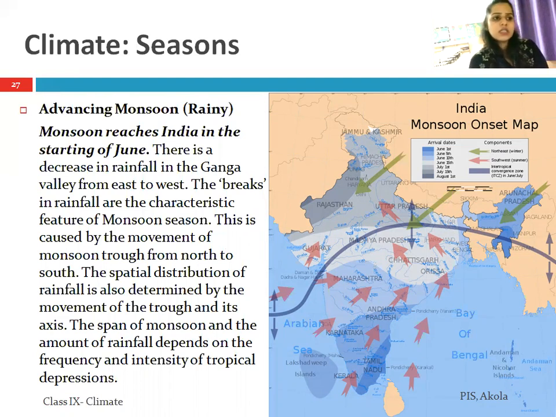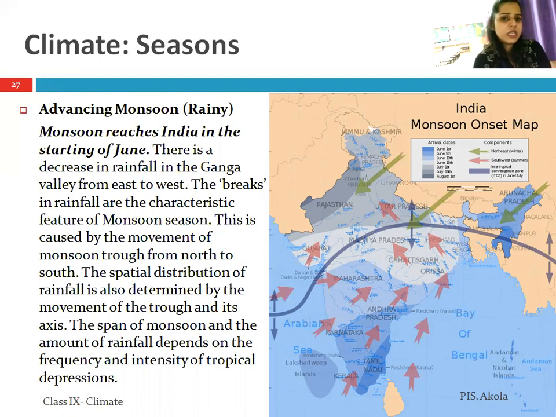There's a decrease in rainfall in the Ganga Valley from east to west. The breaks in rainfall are the characteristic features of the monsoon season. This is caused by the movement of the monsoon trough from north to south. The spatial distribution of rainfall is also determined by the movement of the trough and its axis. The span of monsoon and the amount of rainfall depend on the frequency and intensity of tropical depressions.